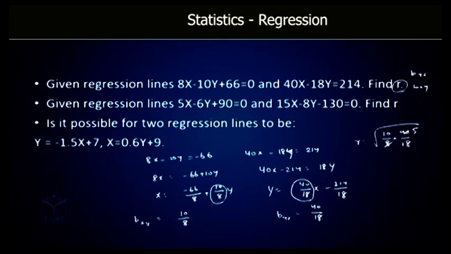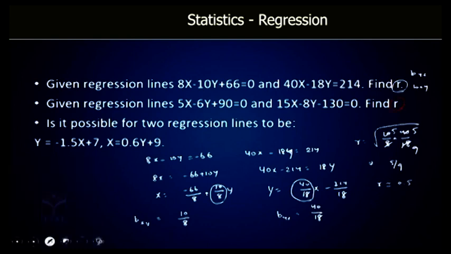8 ones are 8, 8 fives are 40, 2 nines are 18, 2 fives are 10. It will be equal to 5 by 9, which is nearly equal to 0.5. Now check the second question. Given regression lines 5x minus 6y plus 90 is equal to 0 and 15x minus 8y minus 130 is equal to 0. Find the r value.